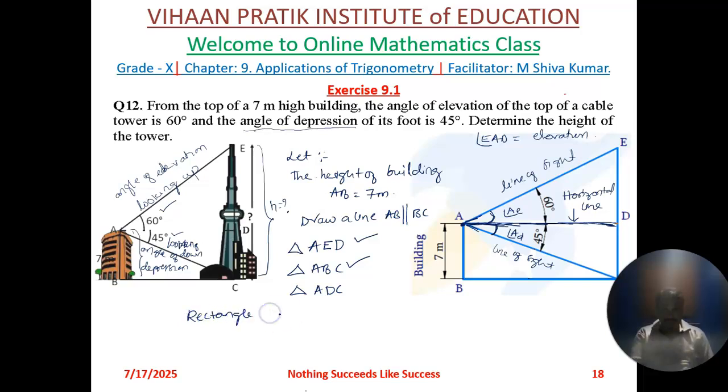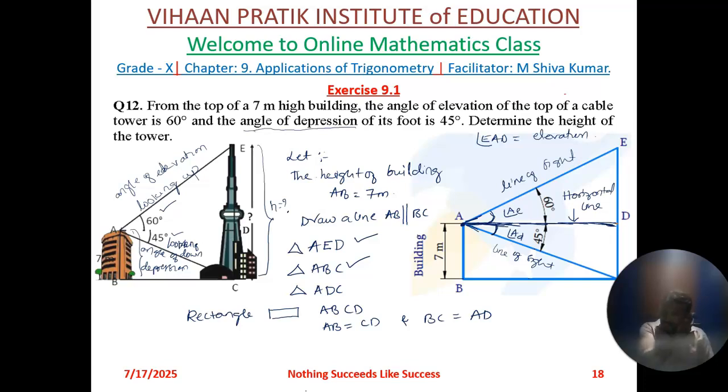Rectangle is ABCD. So what are the properties of a rectangle? A rectangle has opposite sides equal. So in a rectangle, side AB is equal to CD and BC is equal to AD. So these are the properties of a rectangle.